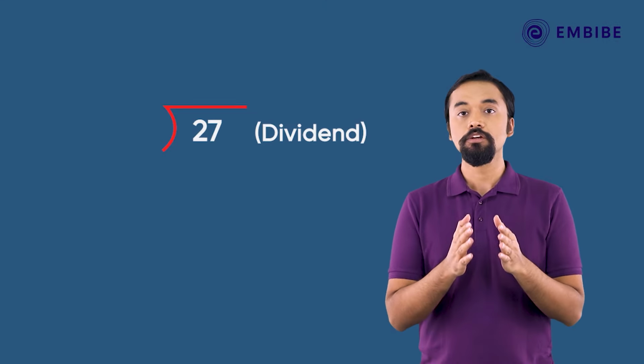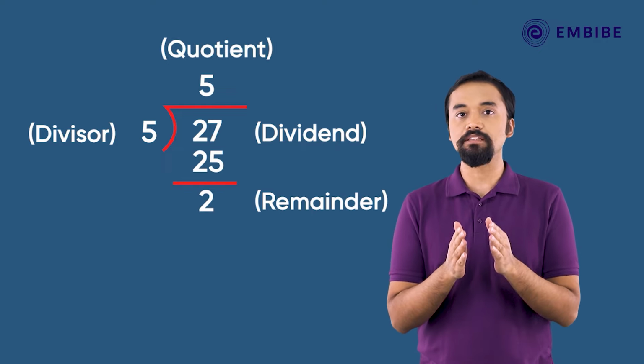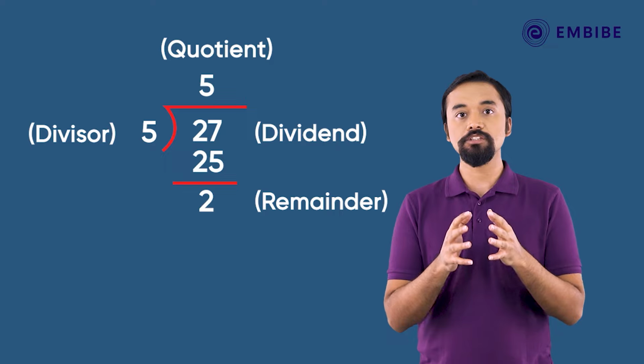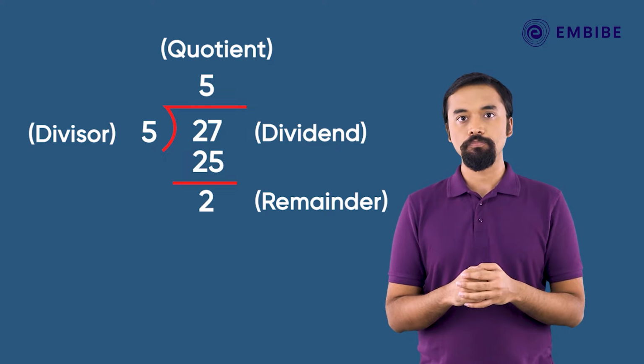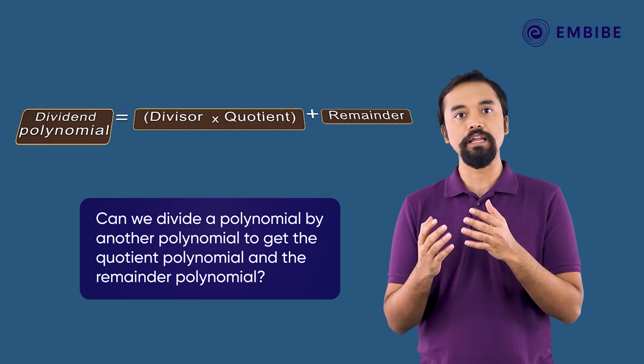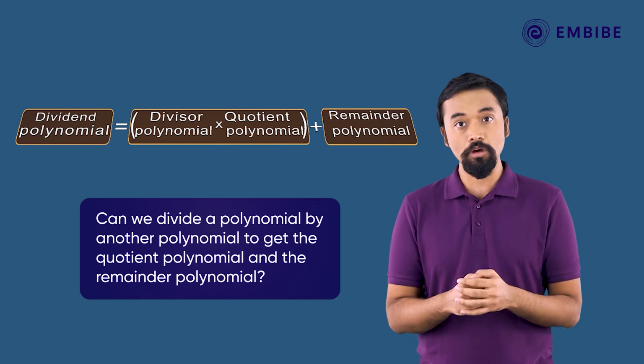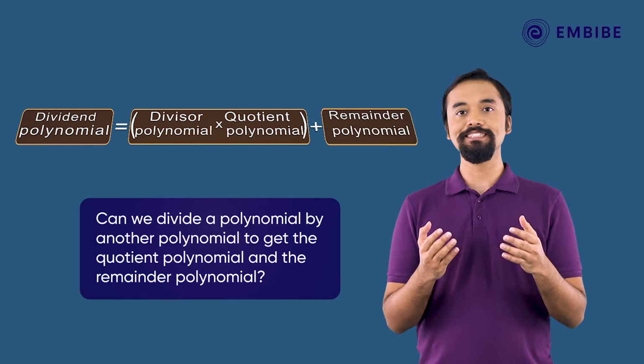In maths, you divide a natural number by another natural number to get the natural numbers known as quotient and remainder. What about polynomials? Can we divide a polynomial by another polynomial to get the quotient polynomial and the remainder polynomial? Let's explore in detail in this video.